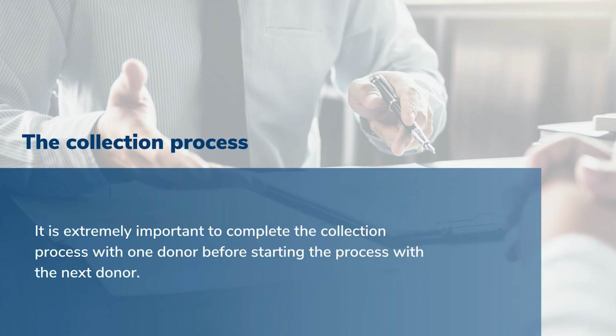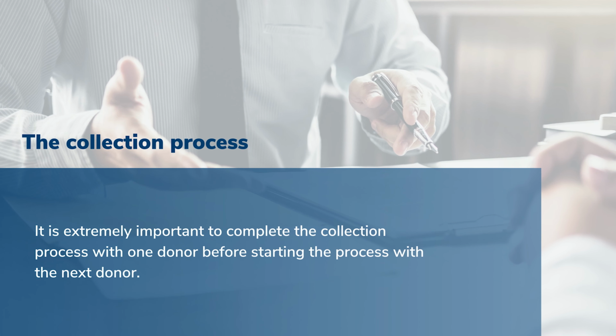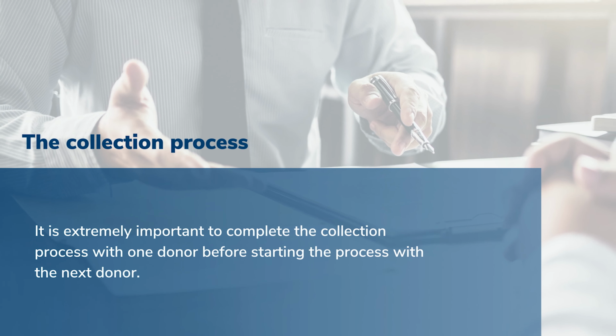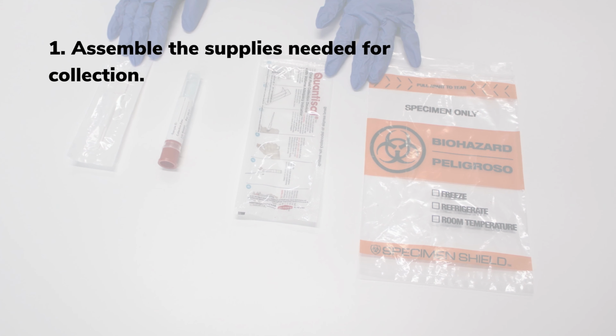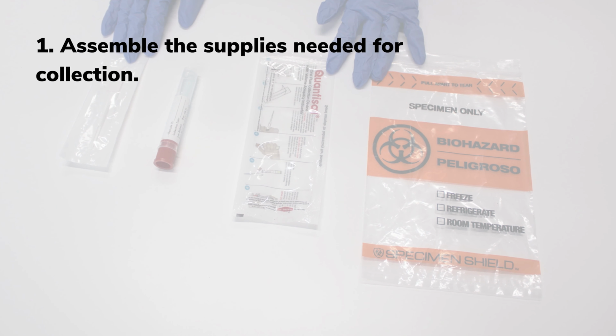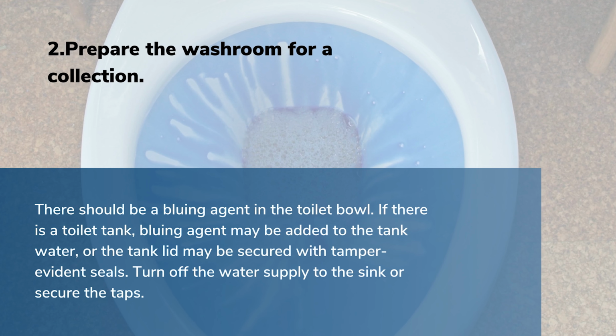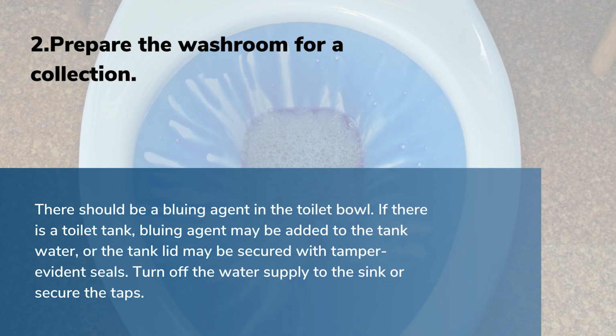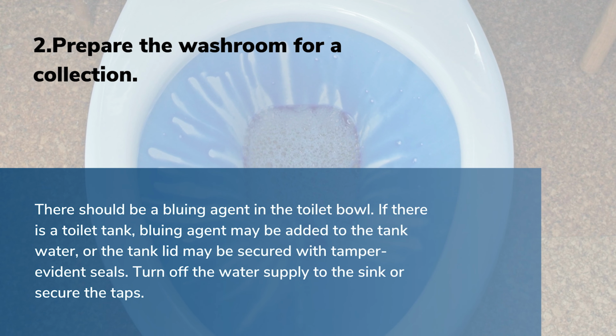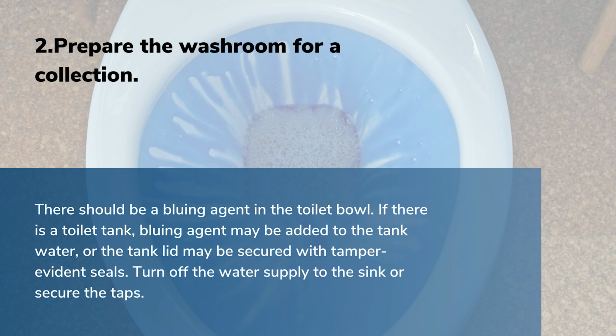The collection process. It is extremely important to complete the collection process with one donor before starting the process with another. First, assemble the supplies needed for collection. Second, prepare the washroom for collection. There should be a bluing agent in the toilet bowl. If there's a toilet tank, bluing agent may be added to the tank water, or the tank lid may be secured with tamper-evident seals. Turn off the water supply to the sink and/or secure the taps.